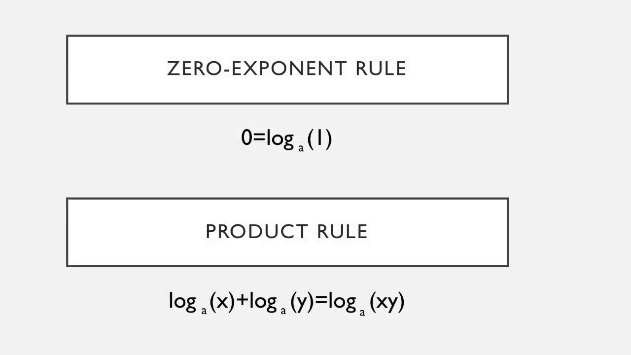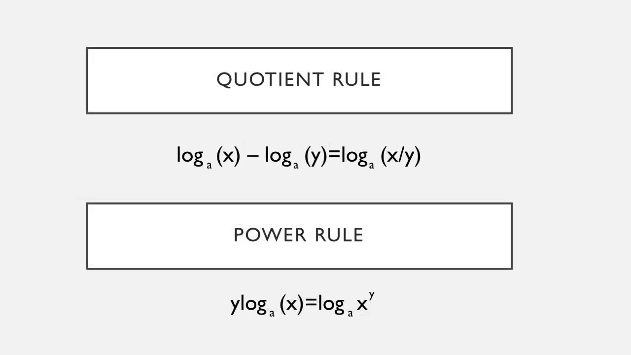The zero exponent rule states that 0 equals log base a of 1, and the product rule states that log base a of x plus log base a of y equals log base a of x times y. The quotient rule states that log base a of x minus log base a of y equals log base a of x over y, and the power rule states that y times log base a of x equals log base a of x to the y power.